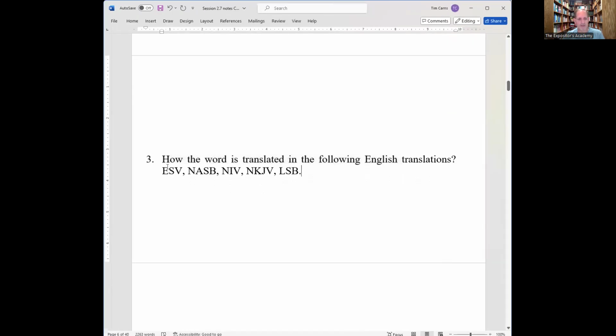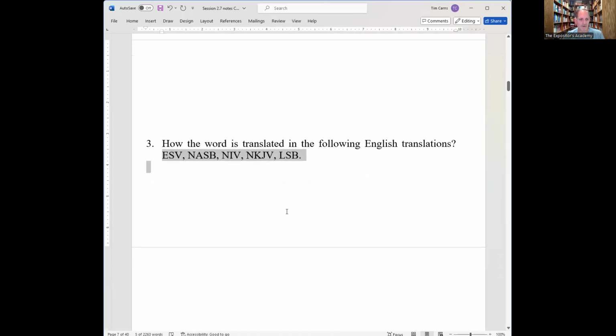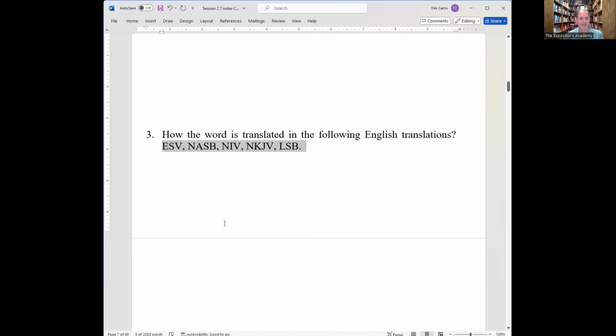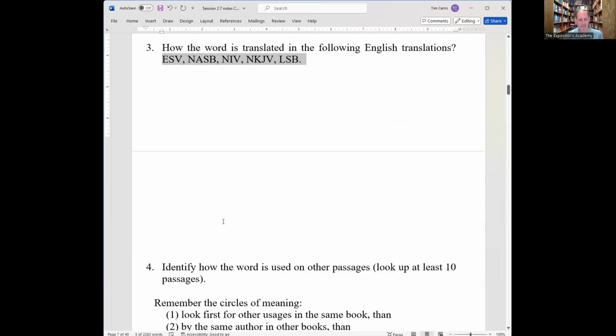And then, how is the word translated? I picked out for you, I think, 5 English translations that are good. These are good translations to look for. You can add more to that, but look it up in at least these 5 English translations to see how the word is translated. You may find that it's translated exactly the same in all of them. That may indicate whether or not you would want to continue the word study. But in any case, look, compare, and see how it's translated.